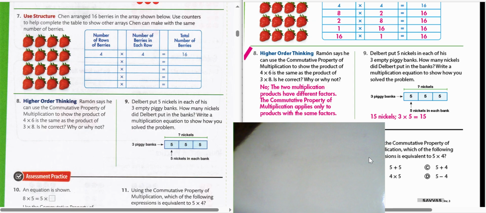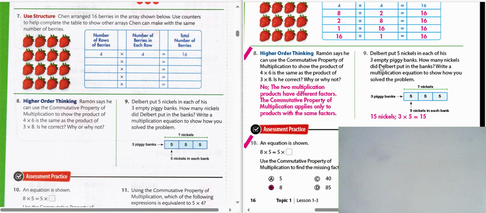Next question, number 9. Albert put 5 necklaces in each of his 3 empty jewelry boxes. How many necklaces did he put in the boxes? And write a multiplication equation to show how you solve the problem. We can count 1, 2, 3. We have 3 plates, and in each one we have 5. Our model contains 3 plates, and 3 times 5 equals 15. The total number here will be 15.